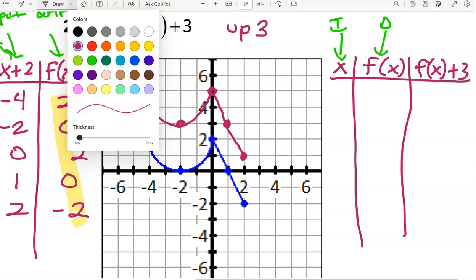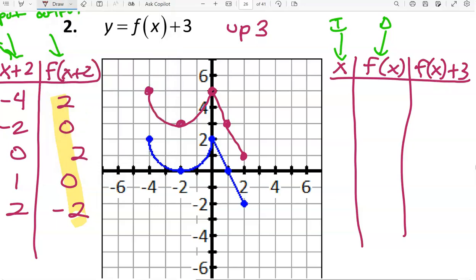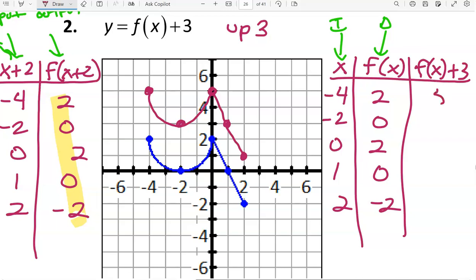That is where the points of the original function go, which are -4, 2; -2, 0; 0, 2; 1, 0; and 2, -2. To move from f of x to f of x plus 3, simply add 3 to each of those y values. And you'll notice that the x's and the y's, which are equal to f of x plus 3, if we graph those ordered pairs, we're going to get the graph of the new function.